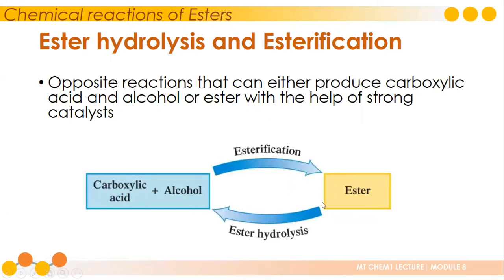You might be familiar with this diagram. This is also the same or a similar diagram from the carboxylic acid salts. This means that you can interchange esters and carboxylic acids as long as you have the strong catalyst. So you can form ester from carboxylic acid and alcohol, and quite the opposite, you can form carboxylic acid and alcohol from esters. Okay, in ester hydrolysis, you simply add water plus the help of a strong catalyst.